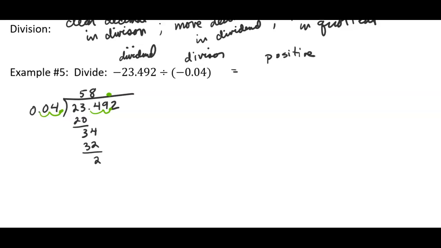Let's see where I'm at. Bring the 9 down. How many times does 4 go into 29? 7 times. 7 times 4 is 28. Subtract. And then finally we have to bring the 2 down, that last digit there. And 4 goes into 12 3 times. 3 times 4 is 12. And so we have no remainder there.